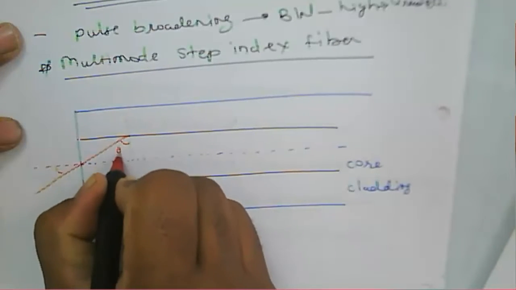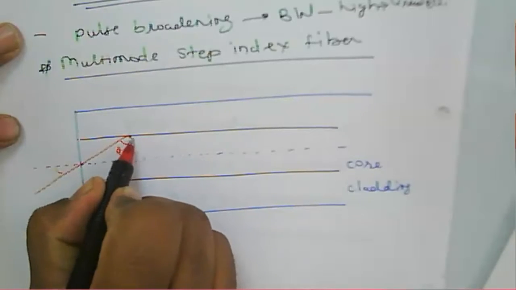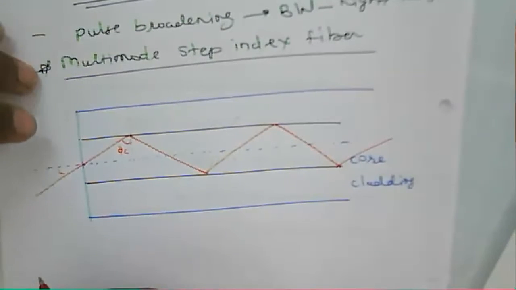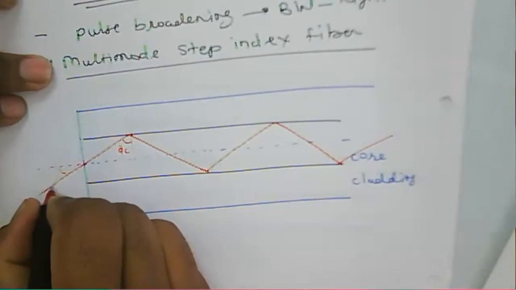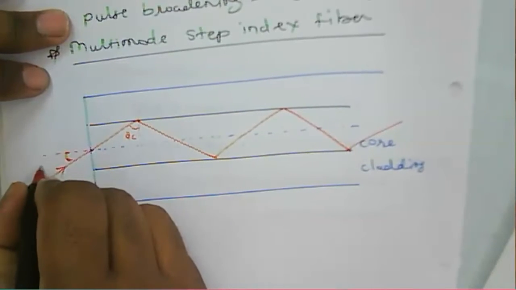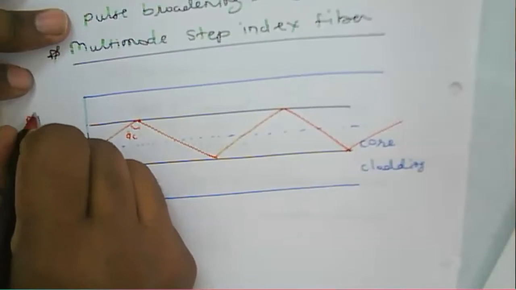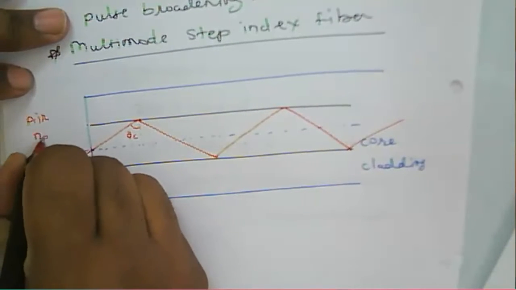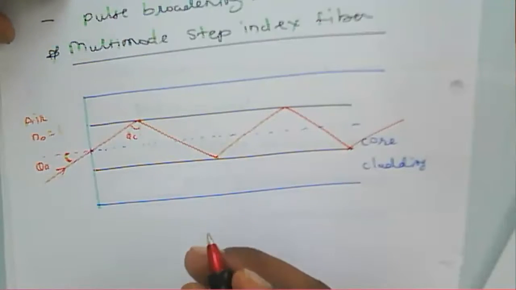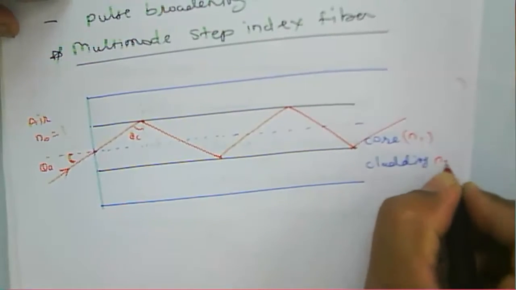So let us say this one is the critical angle, and then the rays are propagate through the fiber. Now some of the rays are propagating. This is an incoming ray, and the angle it makes is the acceptance angle of the fiber. With respect to this, this is air, which has a refractive index of 1, the core has a refractive index n1, and the cladding has a refractive index n2.